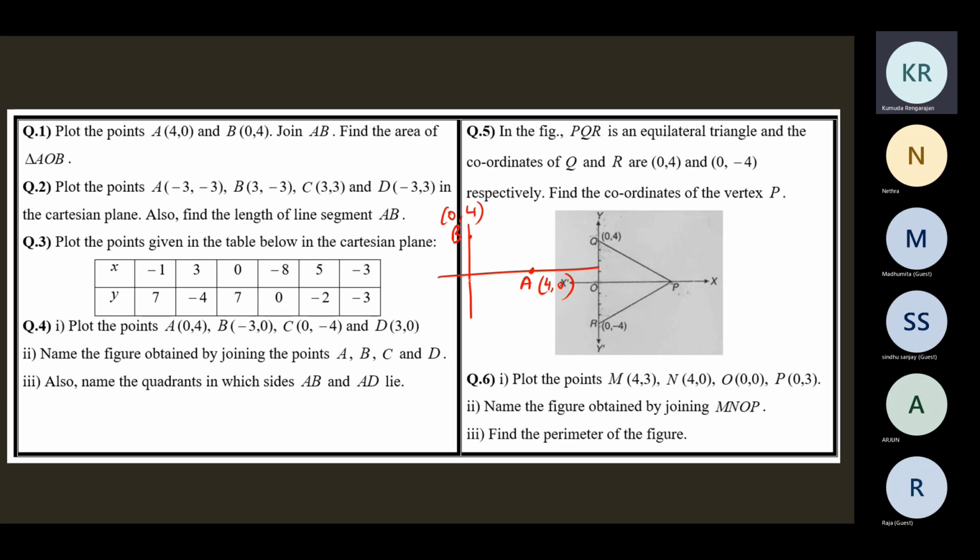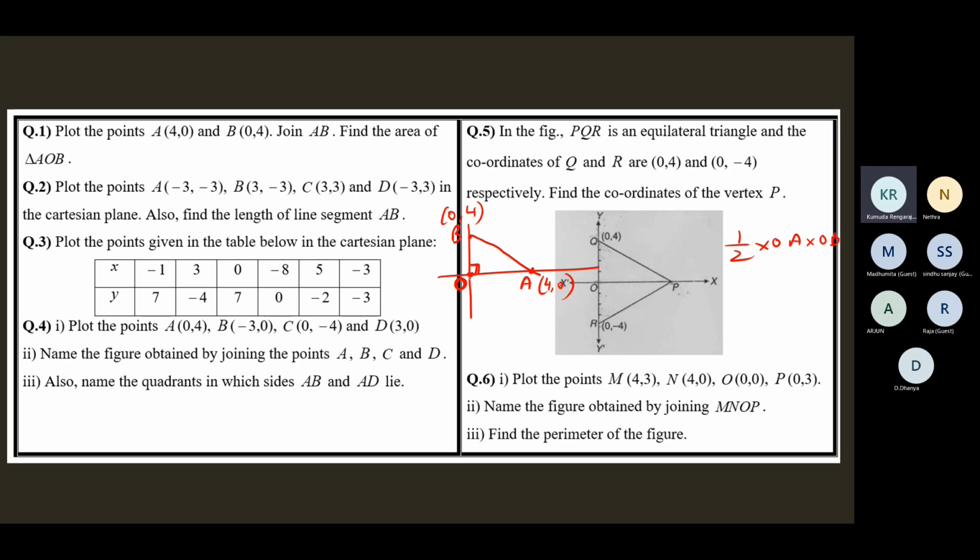Find the area of triangle AOB. We know that O is the origin. So this is the triangle AOB. How do we find the area of a triangle? Half base into height. Half into base OA into the height OB. It is a right triangle, because the x-axis and y-axis are perpendicular to each other. So this is a right angle.